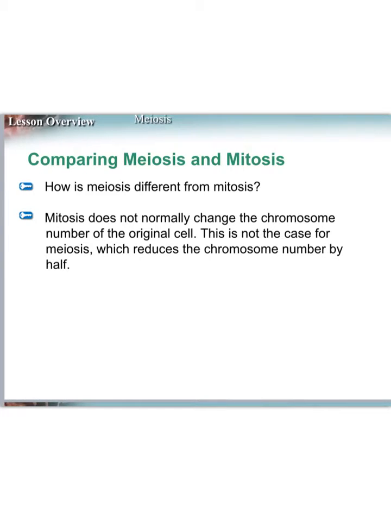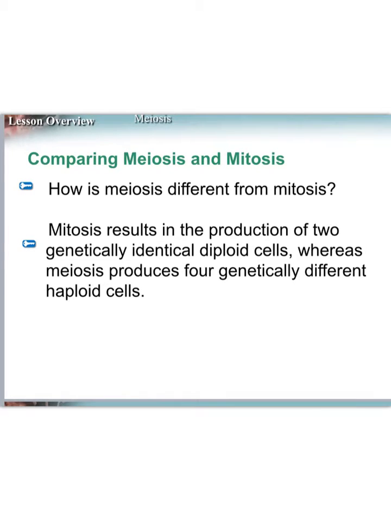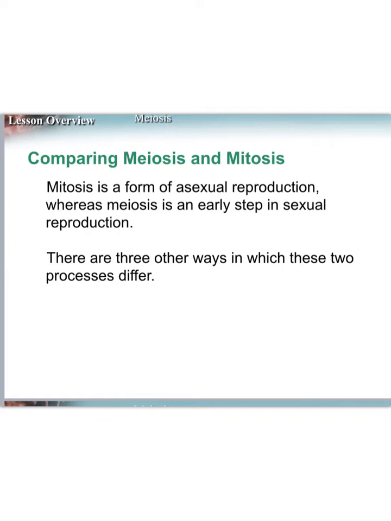How is meiosis different from mitosis? Mitosis does not normally change the chromosome number of the original cell. This is not the case for meiosis, which reduces the chromosome number by half. Mitosis results in the production of two genetically identical diploid cells, whereas meiosis produces four genetically different haploid cells. Mitosis is a form of asexual reproduction, whereas meiosis is an early step in sexual reproduction. There are three other ways in which these two processes differ.